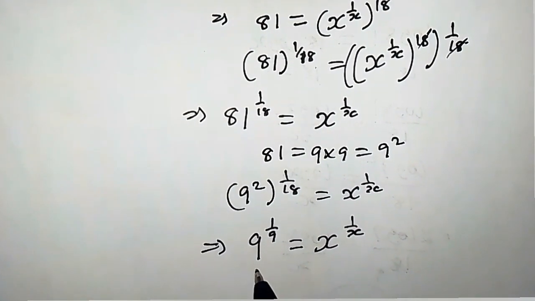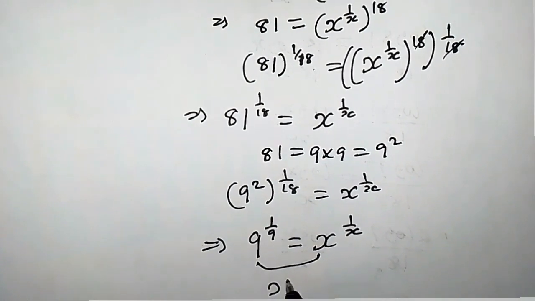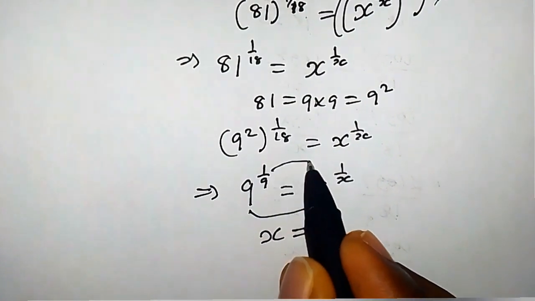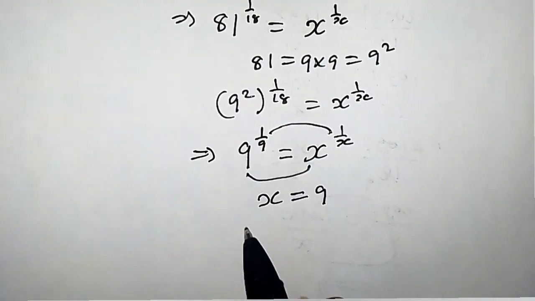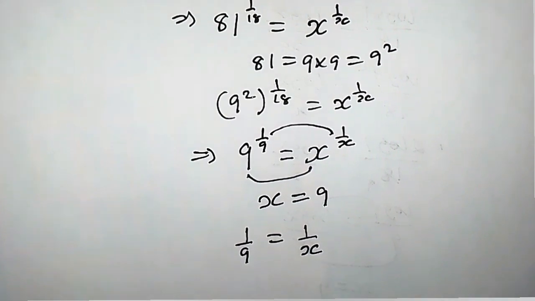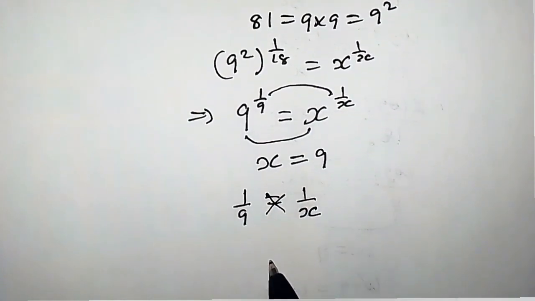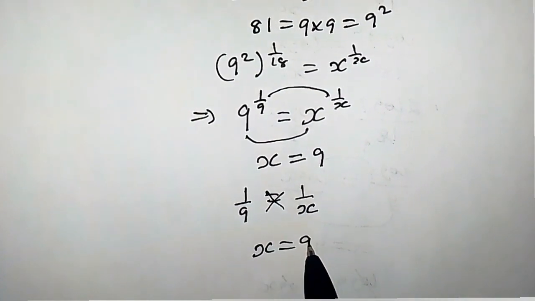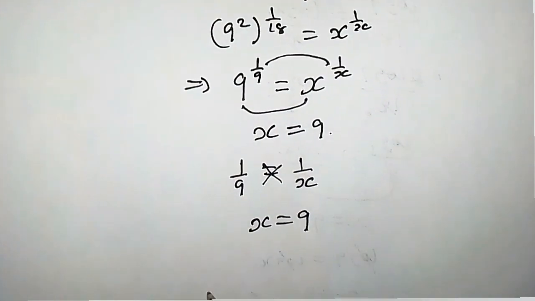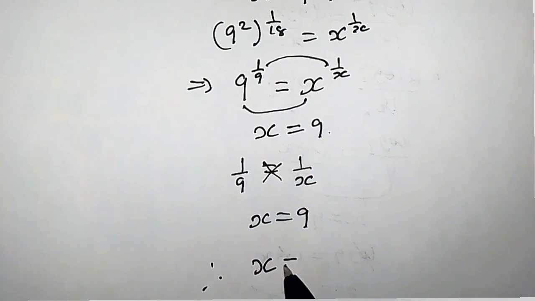Now, let's equate this base. When we equate this base, we get x equals 9. Likewise, when we equate the exponents, we're going to have 1 over 9 equals 1 over x. So when we cross multiply, we get x to be equal to 9, which is the same thing as what we got for the denominator. So therefore, the value of x is equal to 9.